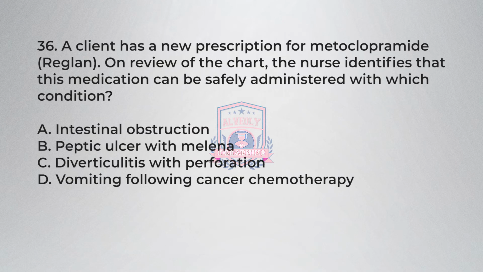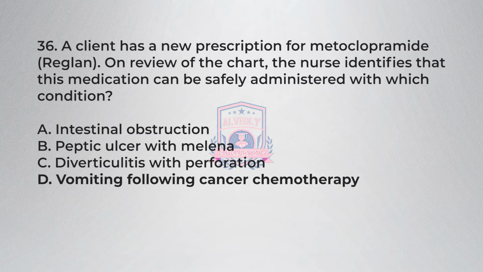Question 36. A client has a new prescription for metoclopramide, Reglan. On review of the chart, the nurse identifies that this medication can be safely administered with which condition? A. Intestinal obstruction. B. Peptic ulcer with melena. C. Diverticulitis with perforation. D. Vomiting following cancer chemotherapy. Correct answer is D. Vomiting following cancer chemotherapy.